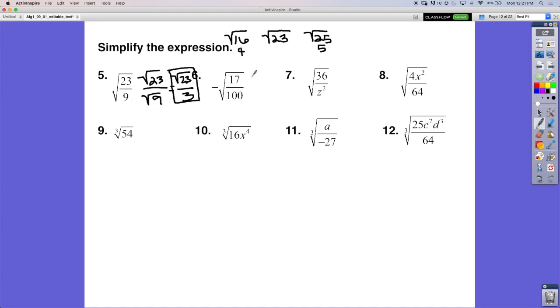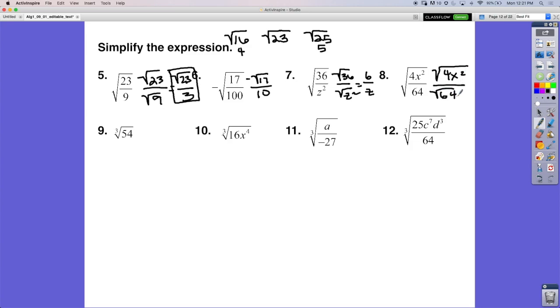Okay, let's go here. So I'm going to give the negative to the numerator, negative 17 over, what's radical 100? 10. Okay, good. Let's look at this one. Radical 36 over radical z squared. This becomes 6 over z. Good.